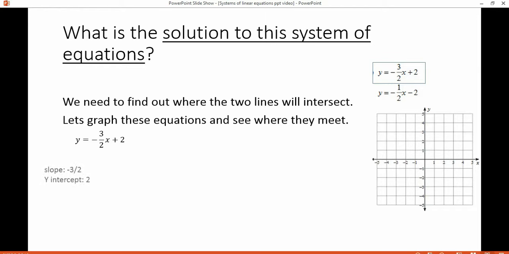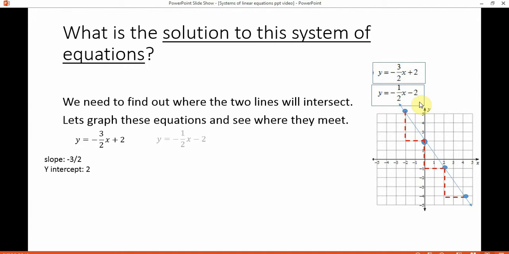First equation. This is in slope-intercept form. I know that because y is by itself. So I can see that the slope is -3/2, and my y-intercept is +2. Go ahead and plot my y-intercept. Go down 3, over 2 for the other point, and I can keep on doing this to make more points. And there's my line for my first equation.